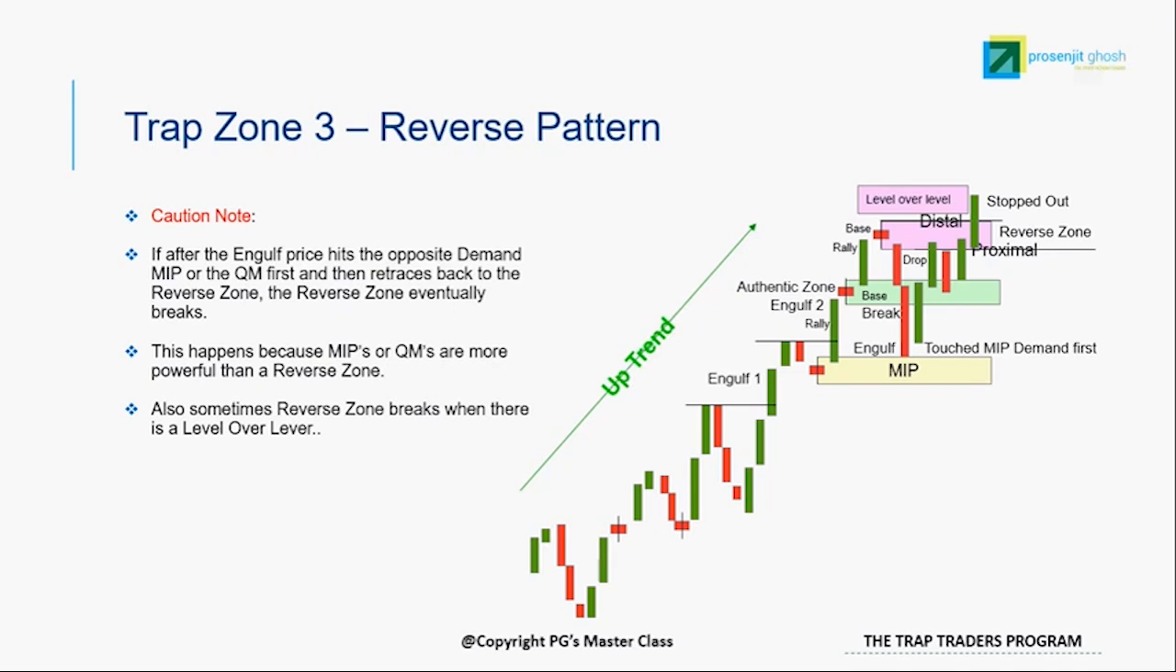If price breaks the authentic zone but doesn't come up to the MIP, then we take this trade. Yes, if price breaks the authentic zone, engulfs it, and goes back before touching the MIP, the next MIP, then we will trade the reverse zone. If it is coming down directly and after the engulf touches the MIP, we will not trade the reverse zone. Okay, Anshul?